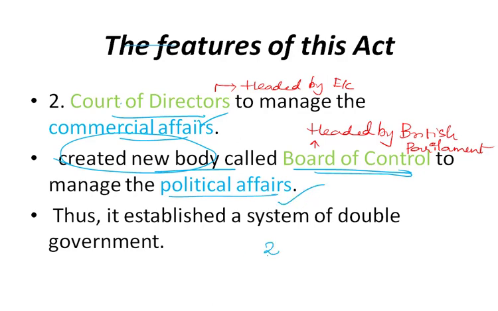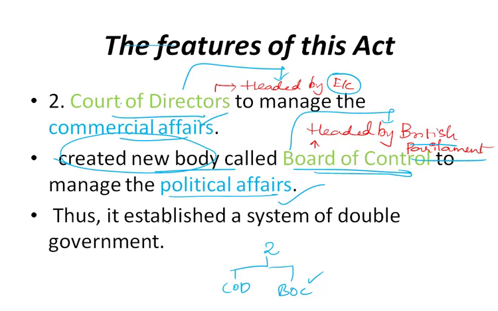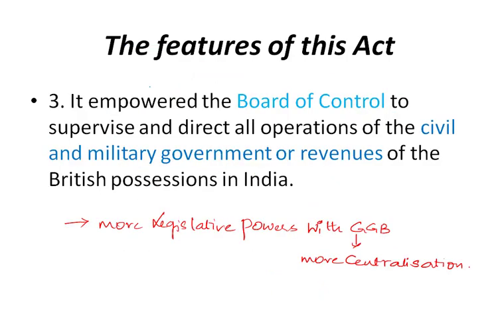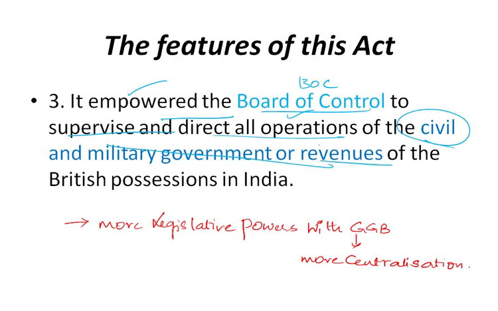So the total functions of the company are divided between these two bodies, Court of Directors and Board of Control. The Court of Directors was headed by the company, and the Board of Control was headed by the British government. So the governance in India is divided between these two bodies, hence it is known as the system of double government. It also empowered the Board of Control to supervise and direct all operations of the civil and military government and revenues of the British possessions in India.